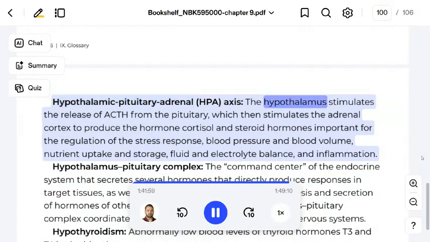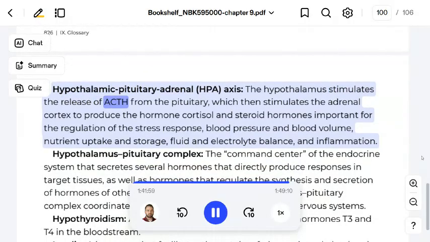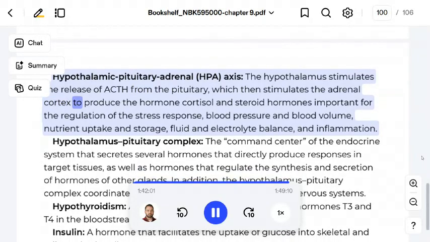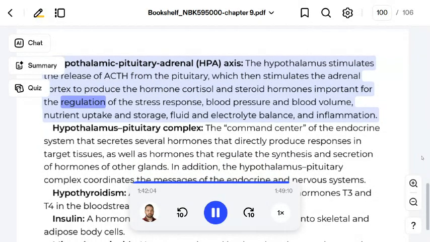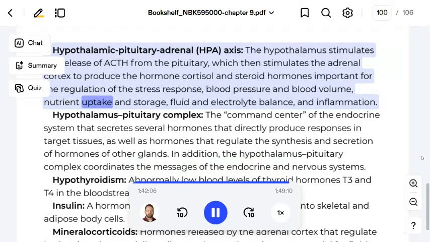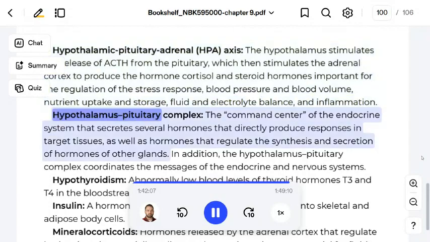The hypothalamus stimulates the release of ACTH from the pituitary, which then stimulates the adrenal cortex to produce the hormone cortisol, a steroid hormone important for the regulation of the stress response, blood pressure and blood volume, nutrient uptake and storage, fluid and electrolyte balance, and inflammation.